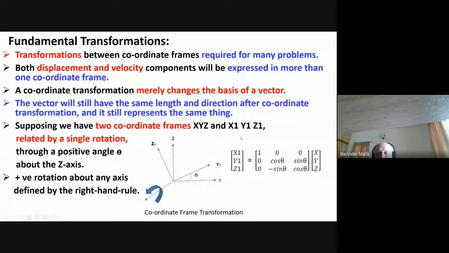So I can write this coordinate transformation in vector form in a simple way. If I know the components of any vector in the XYZ frame, I can find the components of that same vector in x1, y1, z1 by substituting in this fashion. I know the components of the vector in this frame, so I can find them in this frame using this method.